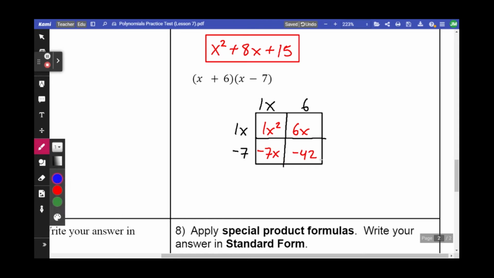Now I check to see if I have any like terms. So along the diagonals, here I have -7x and 6x, which add up to -1x. All right. And the last thing to do is everything's a sum. So my final answer is x squared minus 1x minus 42.